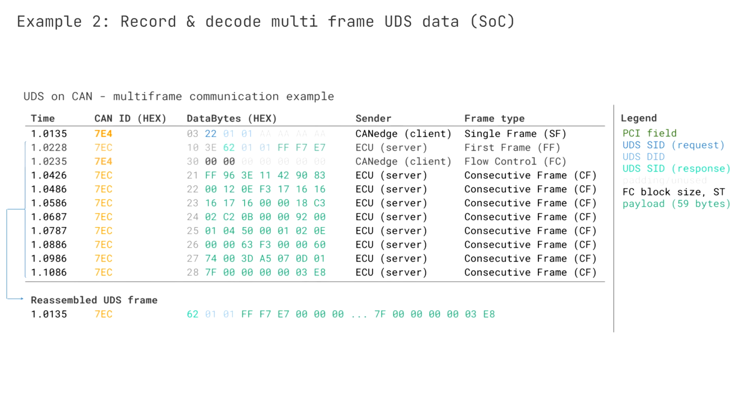The first frame is followed by a flow control frame, and subsequently the remaining consecutive frames. These frames contain the frame type in the initial 4 bits, followed by the index counter in the next 4 bits.